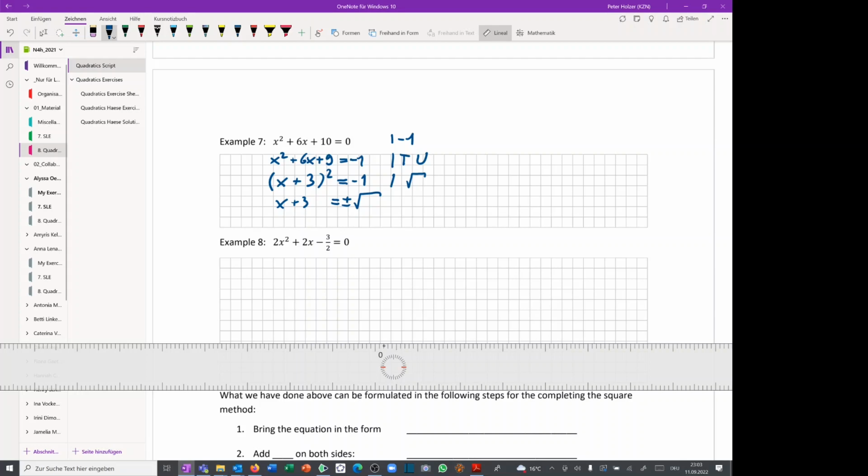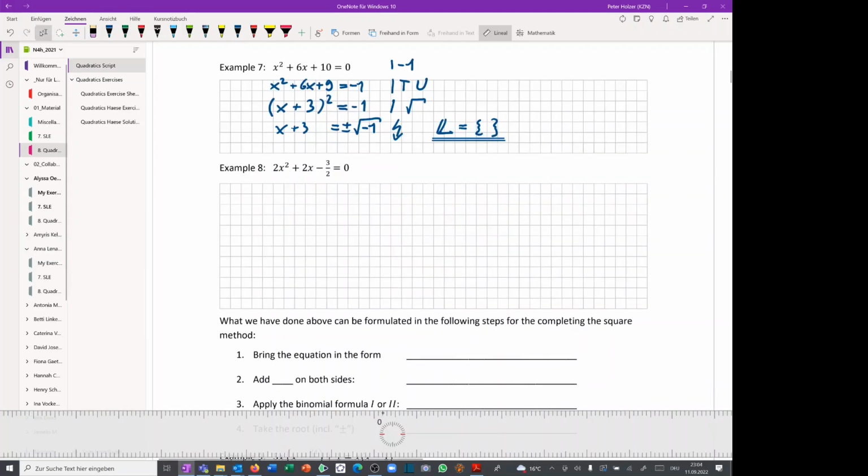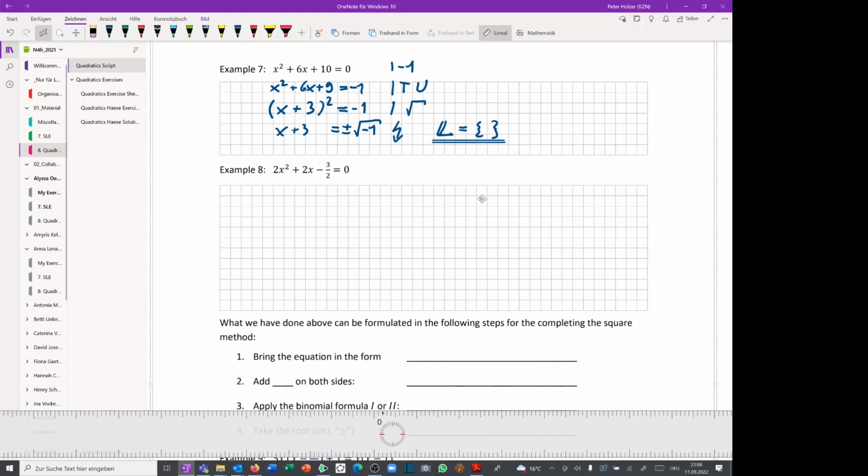Go to example 8 and try to solve that on your own. Stop the film, and here comes the solution. We want to transform the equation, example 8, into the same form as, for example, in example 7, which means what is disturbing us is the 2 in front of the x squared. So what we do is just divide by 2. So we get x squared plus x minus 3/4 equals 0. From here on, we can continue like in examples 6 and 7.